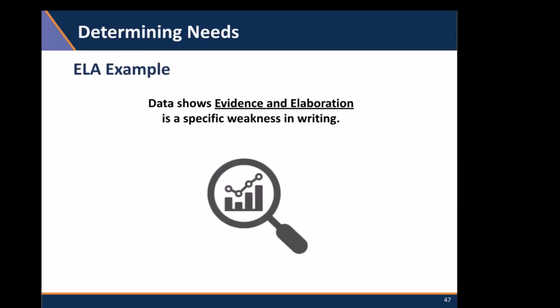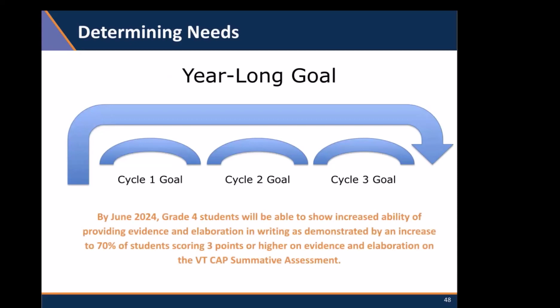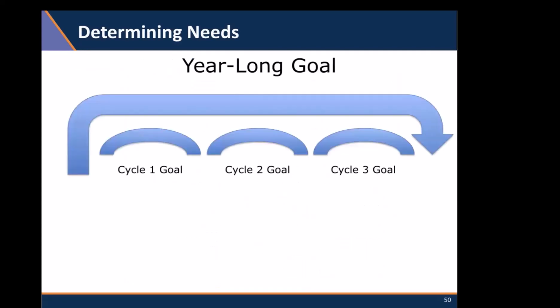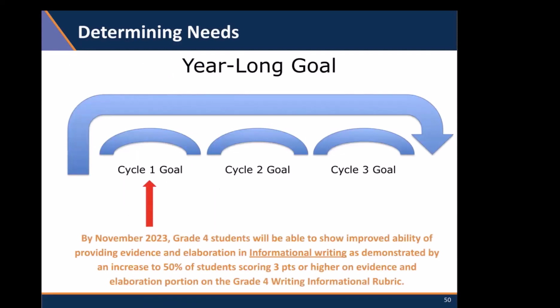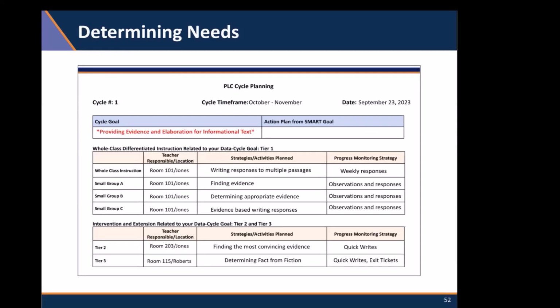A quick ELA example: data shows evidence and elaboration is a weakness in writing. We have our year-long goal, which is we need to focus on evidence and elaboration. We then make sure we look at the standards. What does this mean for our grade 4 students with evidence and elaboration with the different types of writing that we have? And then we have our cycle 1 goal. We want to really focus on informational writing. We decided as a PLC. So what does this mean? How are we going to help our students in this instructional cycle?